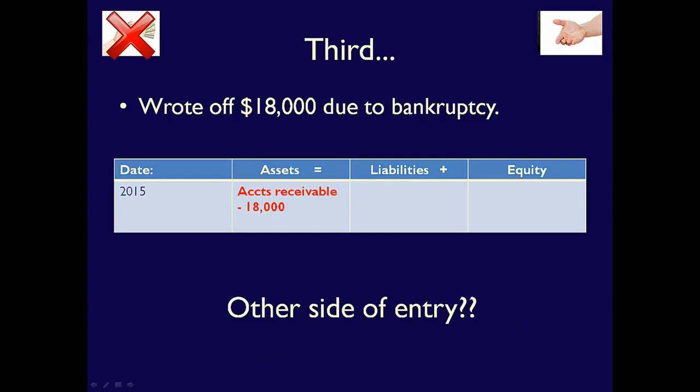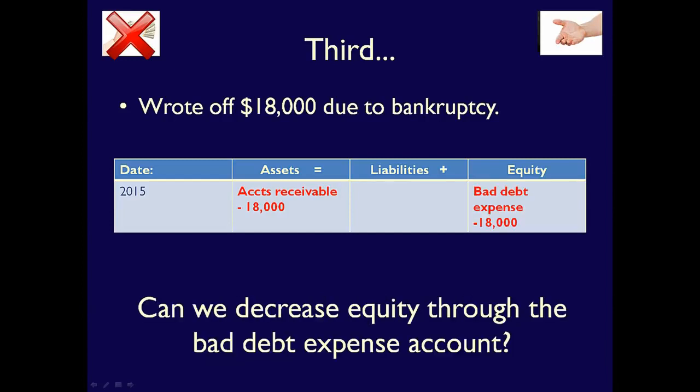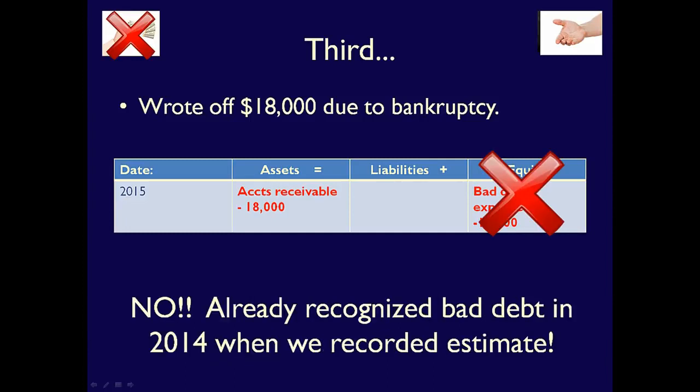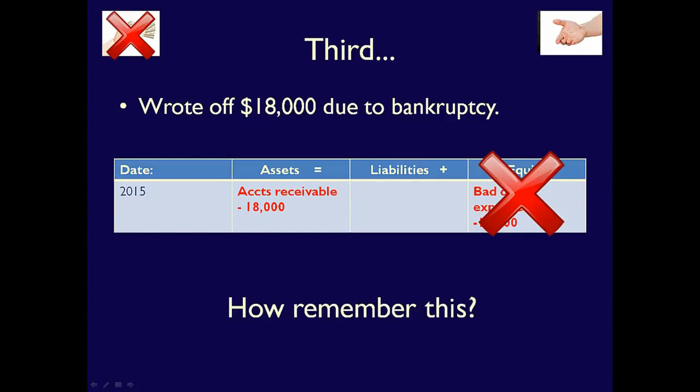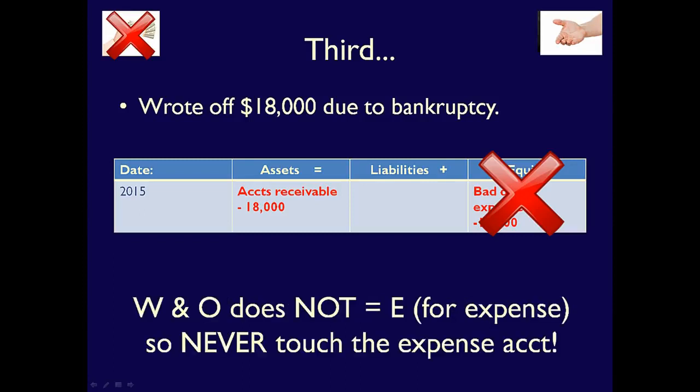A lot of students are going to record a reduction to equity of $18,000. They're going to use the bad debt expense account. Is that entry correct? No, not at all. Why not? Because in 2014, we already charged bad debt expense when we booked our estimate. We can't charge the expense account again. That would be doubling up. How can we remember that when we do a write-off, we're not allowed to touch the expense account? Well, the words write-off start with a W and an O. If it doesn't start with an E, don't touch the expense account.